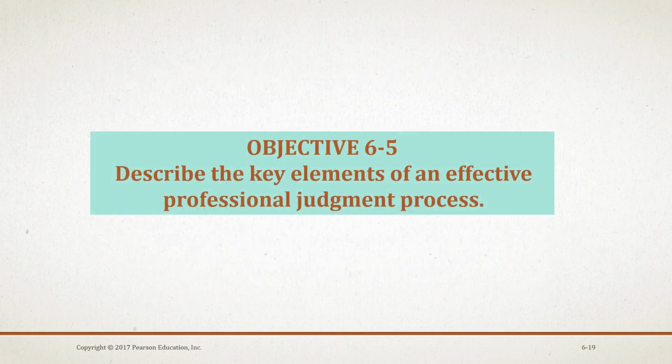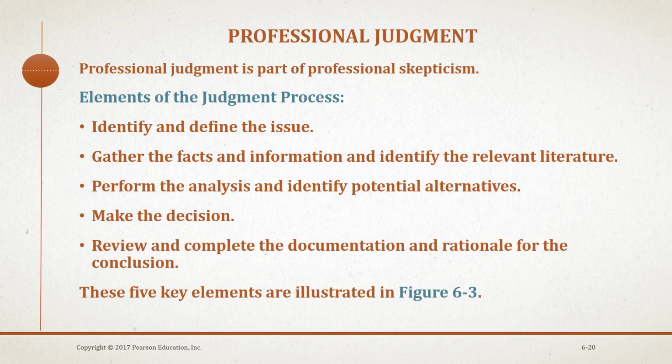Objective 6.5. Describe the key elements of an effective professional judgment process. Professional judgment is part of skepticism. The elements of the process are to identify and define the issue, gather the facts and information, and identify the relevant literature. Perform the analysis and identify potential alternatives. Make the decision. Review and complete the documentation and rationale for the conclusion.